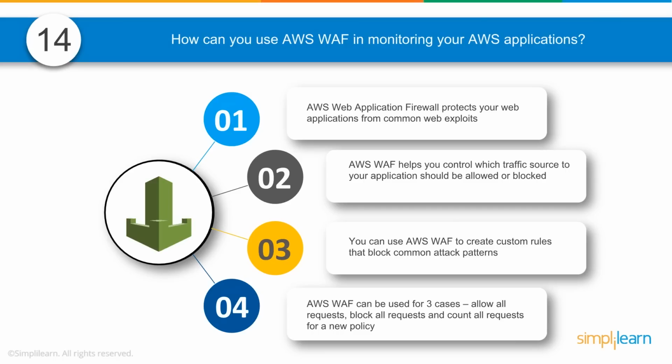With WAF, we can also create custom rules that block common attack patterns. If it is a banking application, it has a certain type of attacks, and if it is a simple data storage or content management application, it has a separate type of attack. So based on the application type, we can identify a pattern and create rules that would block that attack.